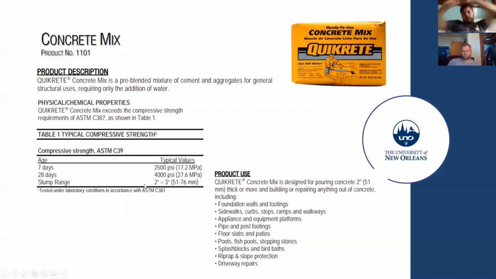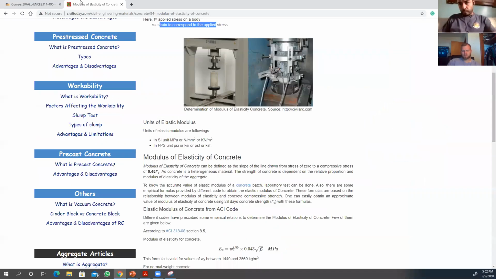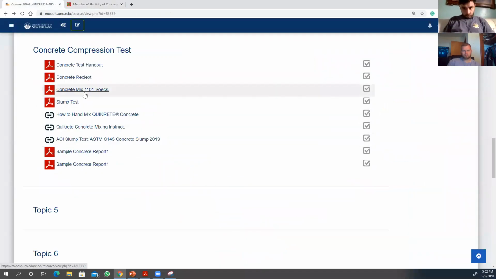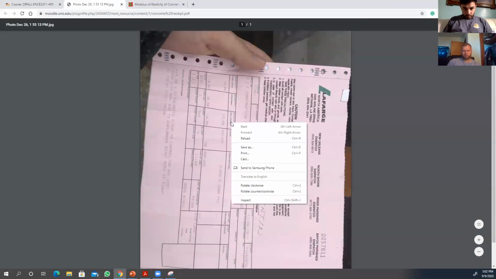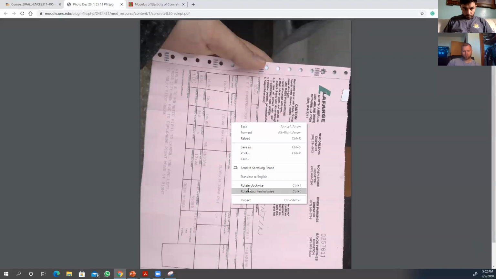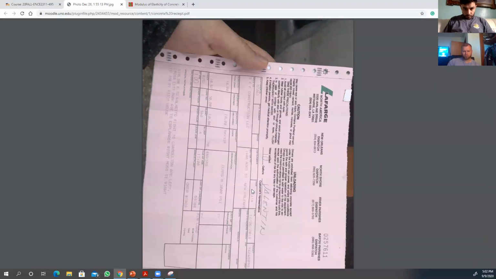So usually, let me pull up one more file on Moodle. There is the file called concrete receipt right here. This is me when I was working in the construction. I will download this, rotate clockwise, counterclockwise. Okay.